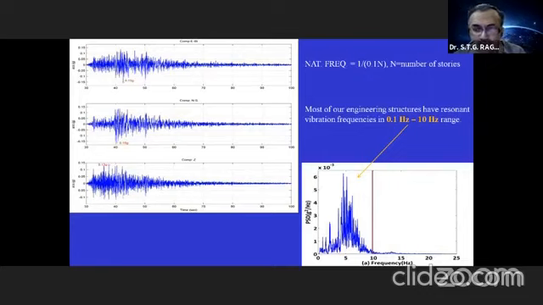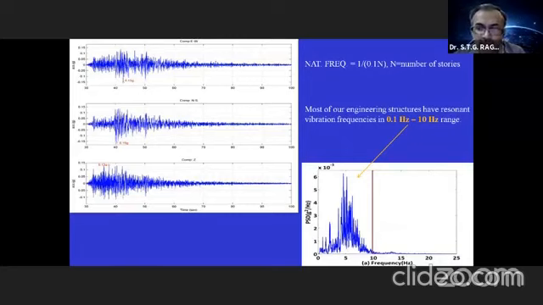Most of our engineering structures, the bridges and whatever structures we have, have frequencies from 0.1 to 10 hertz. And earthquakes also have energy from 0.1 to 10 hertz. So earthquakes have frequencies from 0.1 to 10, and our engineering structures are also from 0.1 to 10. What happens when both of them are the same? Automatically resonance comes, things get amplified, and finally it leads to damage. So this is the relationship, and the reason why a civil engineer has to study earthquake engineering.